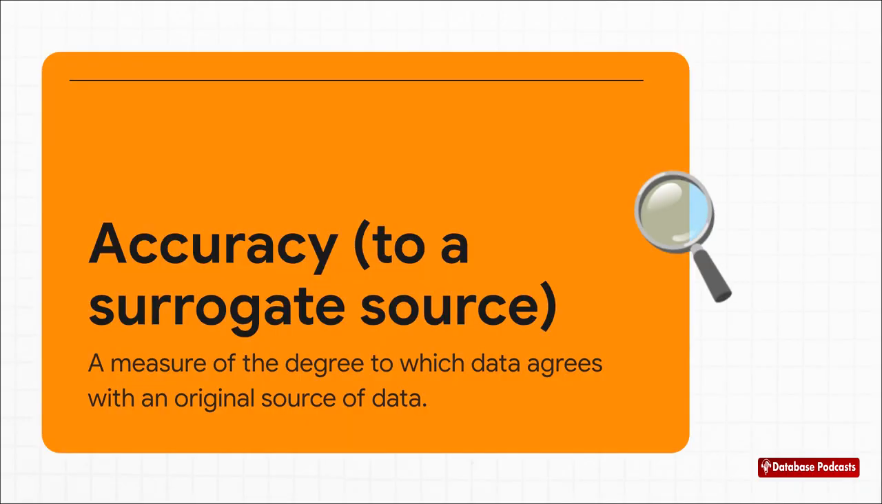Let's zoom in on what is arguably the most important one: accuracy. Now, we're not talking about some abstract philosophical concept of truth. In the data world, accuracy is all about how well your data matches up with an original authoritative source, like a signed paper contract or the original digital invoice. So if your database says a customer's name is John Smith, but the signed contract says John Smith, you, my friend, have an accuracy problem.